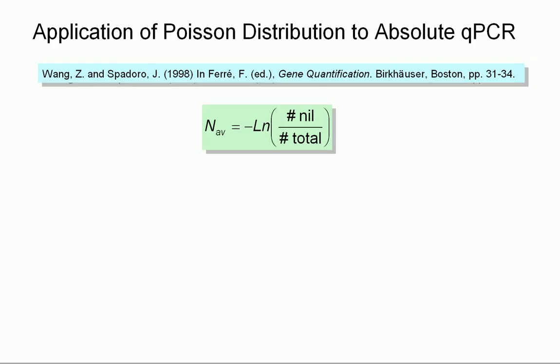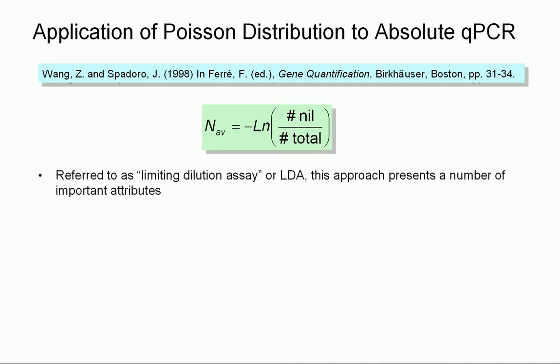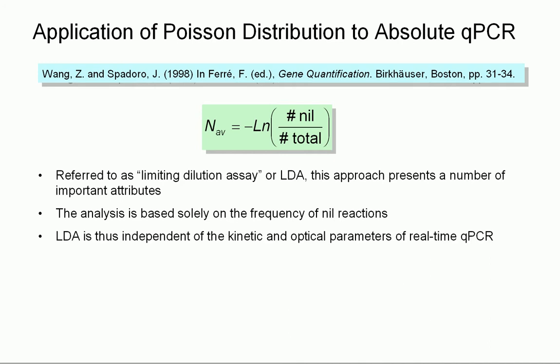Wang and Spadoro developed an elegant approach to conducting absolute quantification based on the frequency of nil reactions. This approach, which I refer to as limiting dilution assay, provides a number of outstanding attributes. Foremost is that the analysis is based solely on the frequency of nil reactions. LDA is thus independent of the kinetic and optical parameters of real-time quantitative PCR.